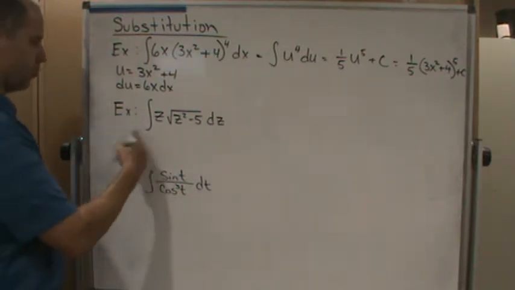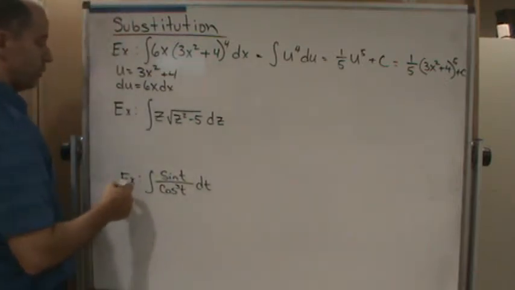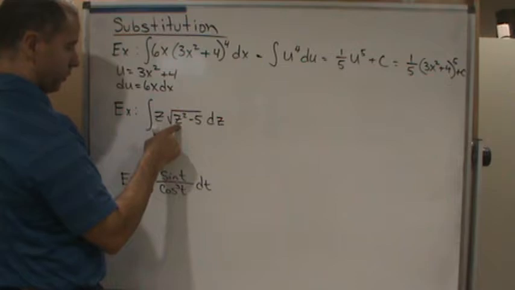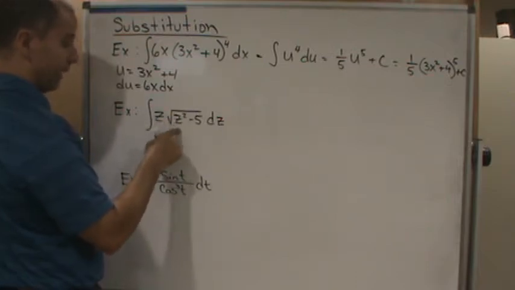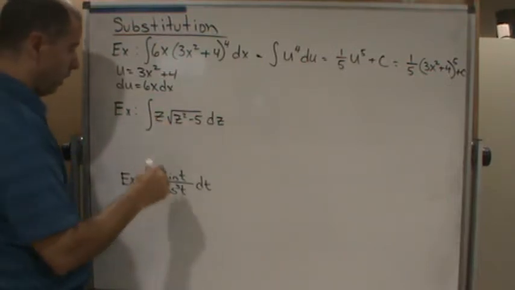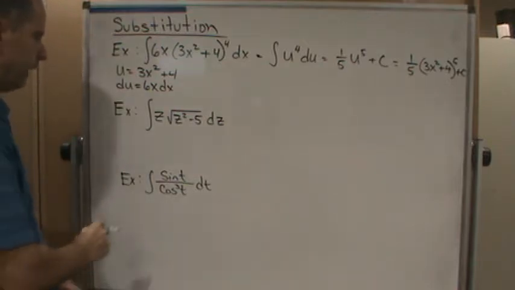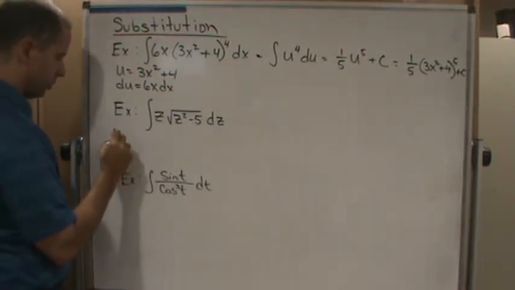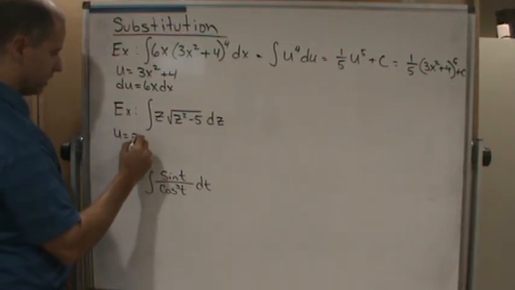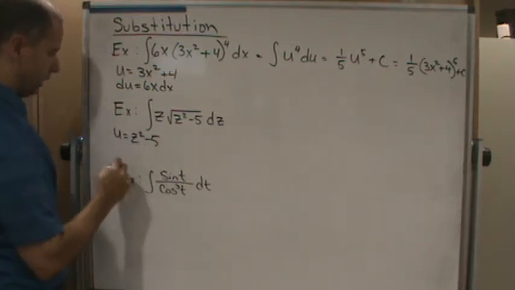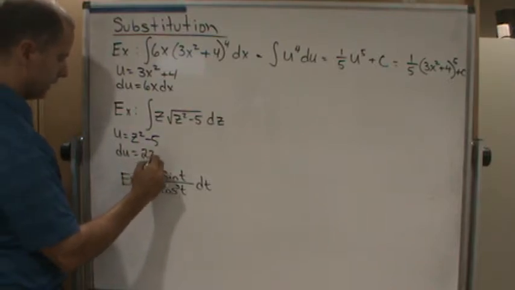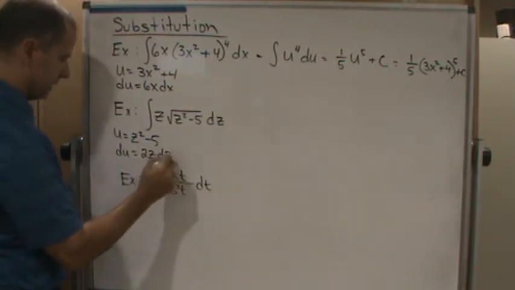Okay, so now let's do this one. Notice that I've got a z outside here and I've got a z squared. So if I integrate z squared, I'm going to get z. Now again, I've got this constant here, so let's just make u equal to z squared minus 5. Then du is going to equal 2z dz.